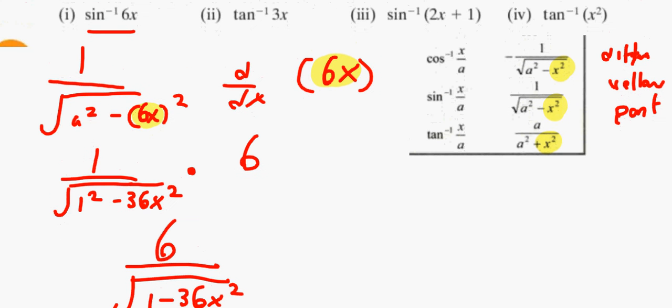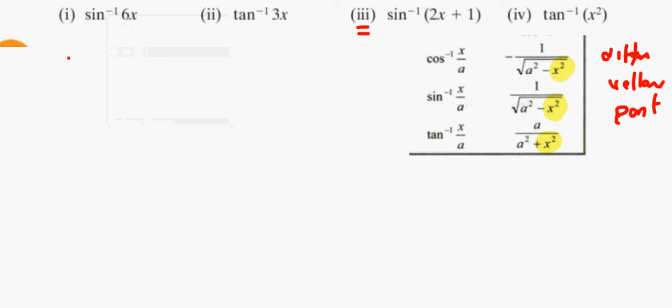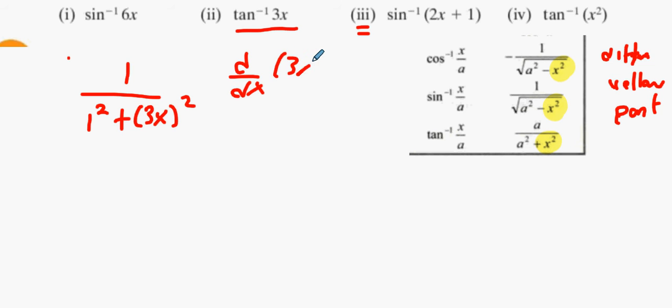Tan inverse 3x. Okay, you're now doing tan inverse 3x. You choose the tan formula and you put a equals 1. Instead of using x, you're now going to have 3x. Differentiate the 3x over here. What happens when you differentiate the 3x? Did anybody get 3 over 1 plus 9x squared? You got that? Yeah? All good? Awesome. All right. Let's try question 3. Off you go.